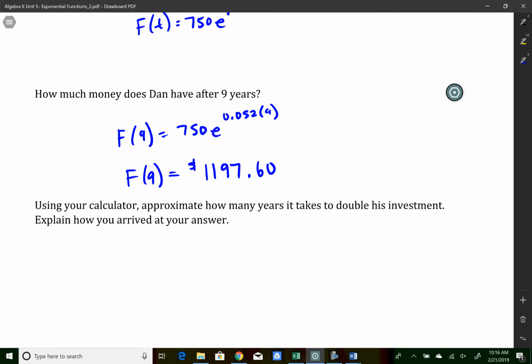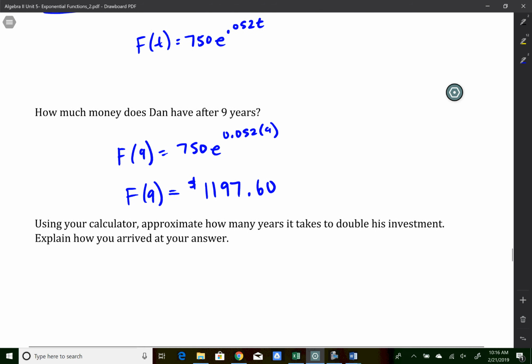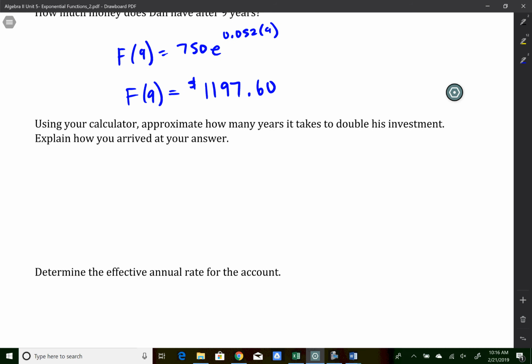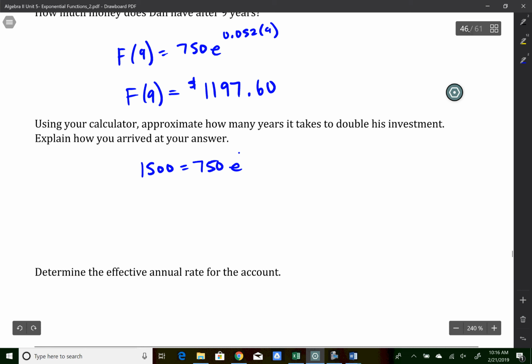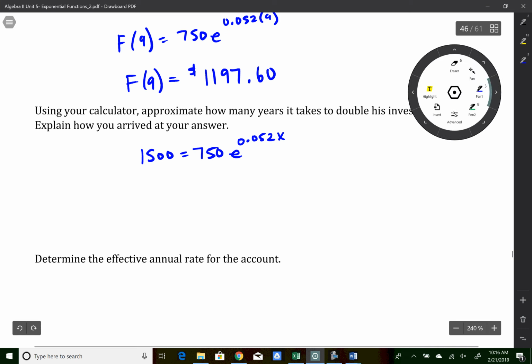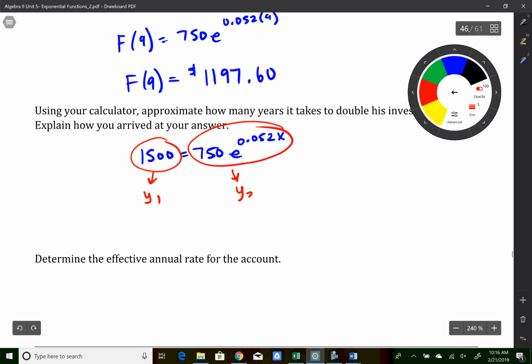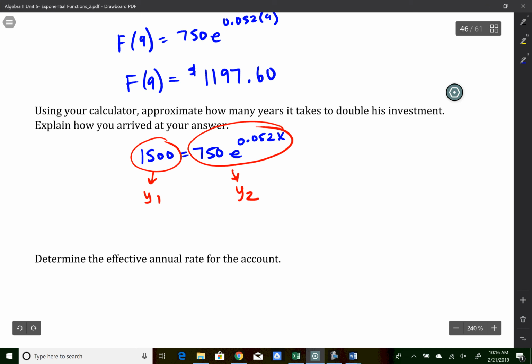Now, this goes all the way back to a previous lesson we did where we were trying to solve equations. The equation we're trying to solve is going to be 750 times 2, which is 1,500, is equal to 750 e to the 0.052x. I want to know x. So in our calculator, if I graph 1,500, make that y sub 1, and make this y sub 2, and see where they intersect, we wind up knowing how many years it takes for him to double his investment.